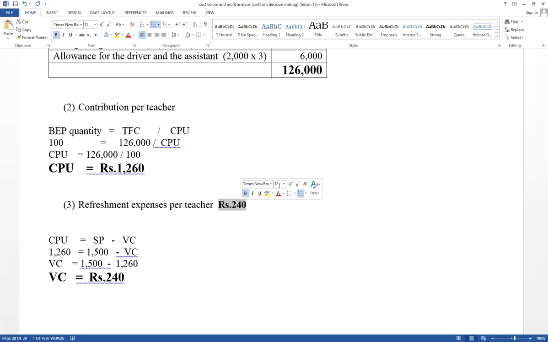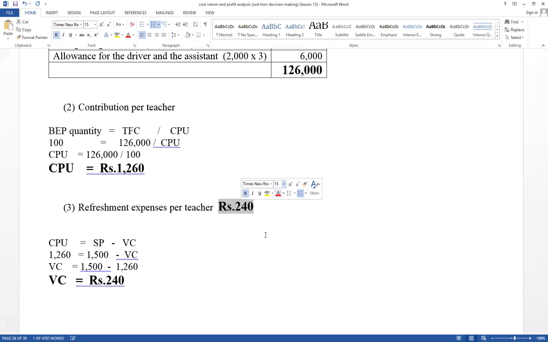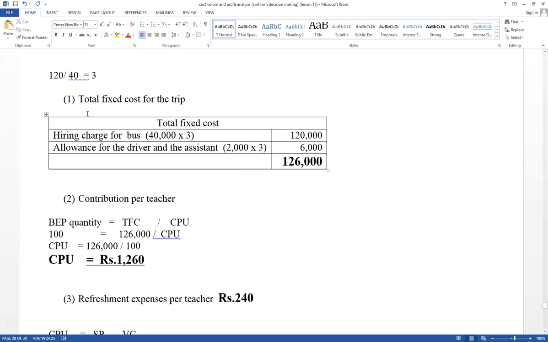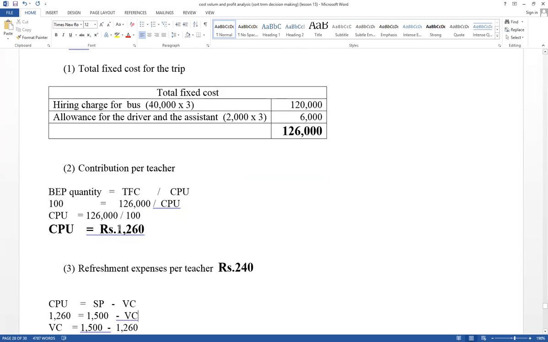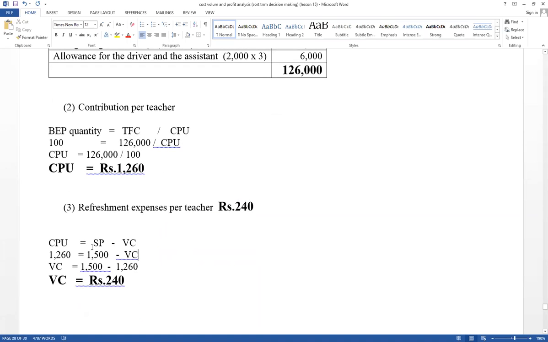This is a 2019 paper. Think about what they asked. First, total fixed cost. Think about how many buses are required. And they ask for contribution per unit. The break-even point quantity is given. Therefore, total fixed cost divided by contribution per unit equals break-even point quantity. By using the break-even point quantity equation, contribution per unit can be calculated. After that, they ask for the variable cost. Then think about how to calculate it from contribution per unit. The selling price is also given.